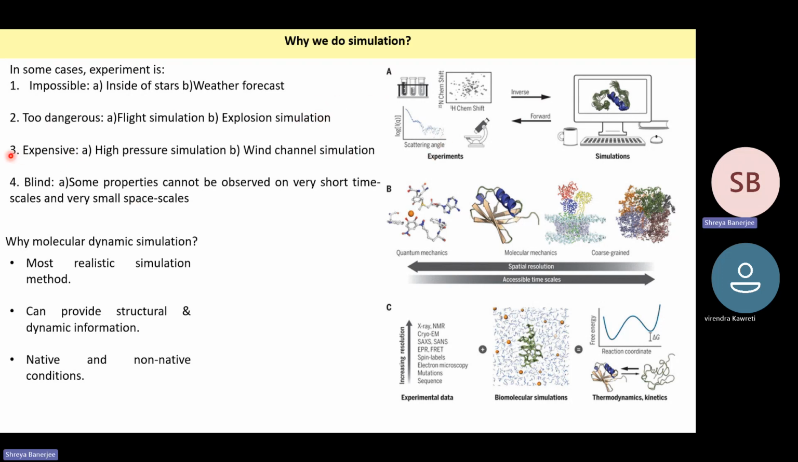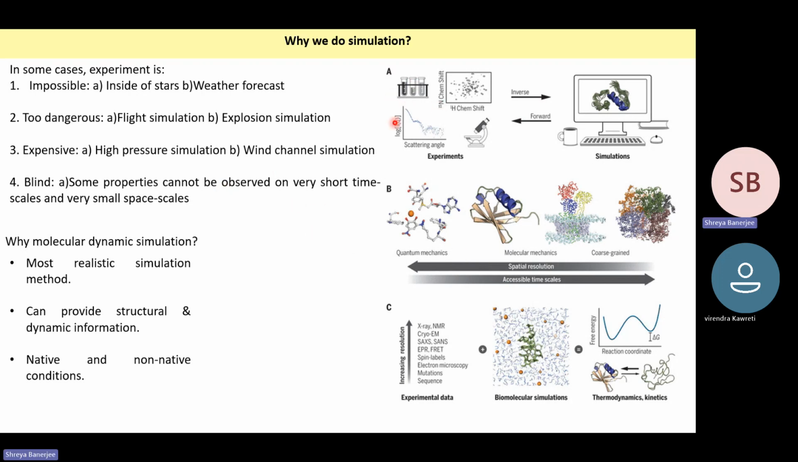Or the experiment can be very expensive, like simulating high pressure or wind channel. So it is not cost effective to do these experiments. Or sometimes, like I said, the time scale is too small. So the experiment is said to be blind because the property cannot be observed in that small time scale. So if the time or space scale is very small and the experiment cannot observe on such small scales, then the computer simulation comes into use.